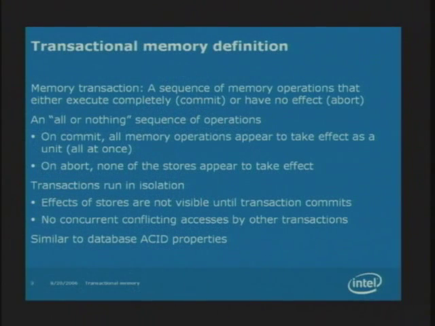This means two things. One is that the stores that the transaction executes are not visible to anyone else, any other transaction in the system that may be running concurrently, until that transaction commits its effects. This also means that while one transaction is running, there's no other transaction that may be performing conflicting stores to memory. So transactions run in isolation. They run as if they own the processor, and there's no other thread in the world, no other transaction in the world that interferes with them.